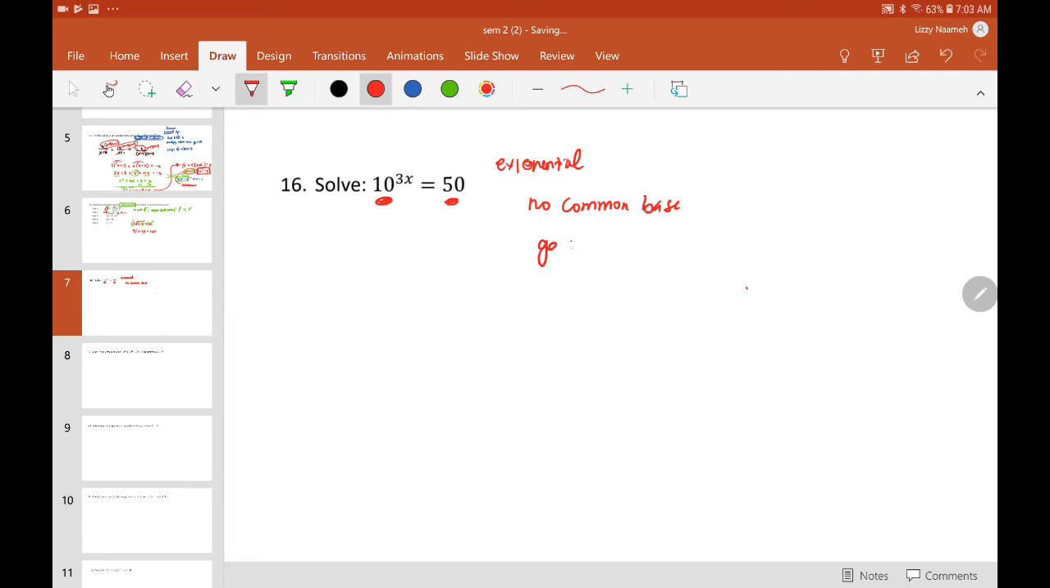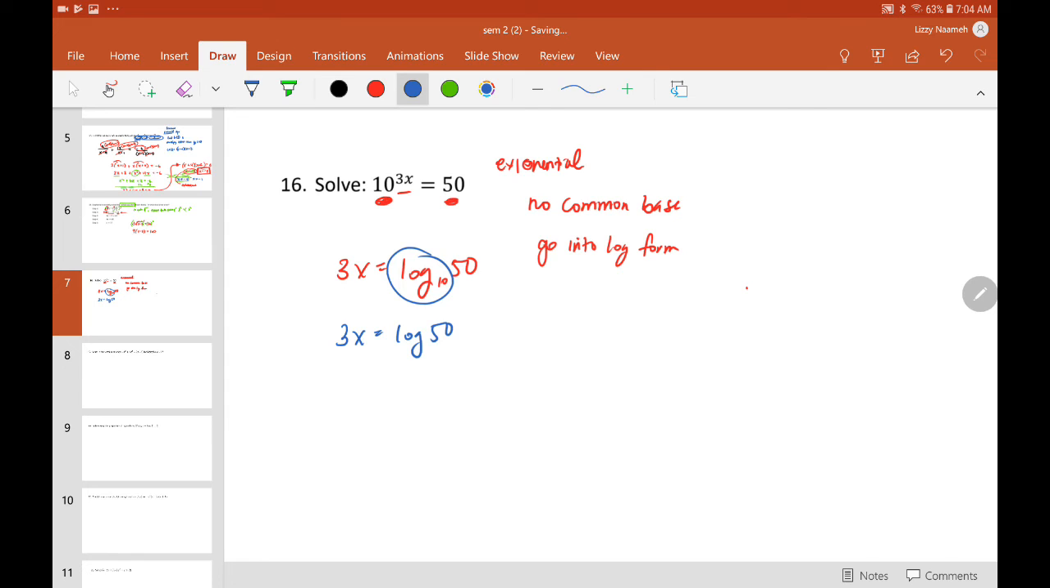So go into log form. We always bring down the exponent first, so I'll get 3x equals. And from left to right, my base is 10, 50. Now my calculator can actually do log base 10 of 50. So all I have to do, because remember log base 10 is the same as just regular old log, is plug that into our calculator.